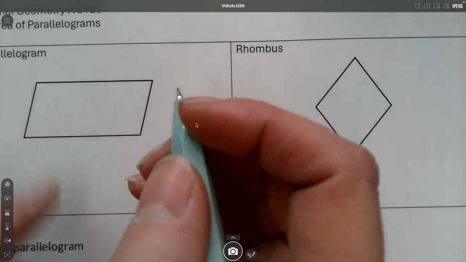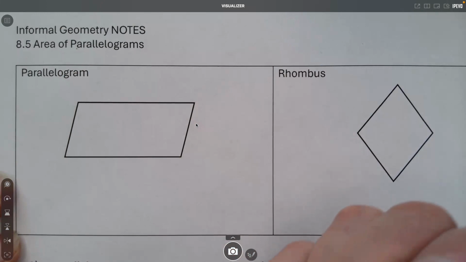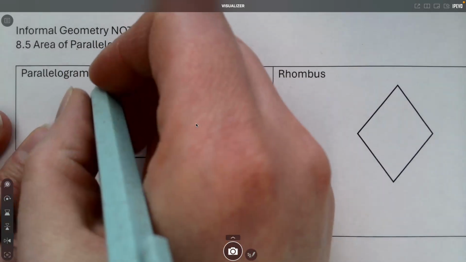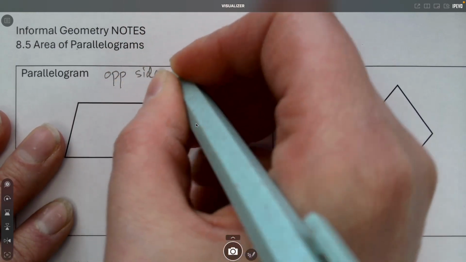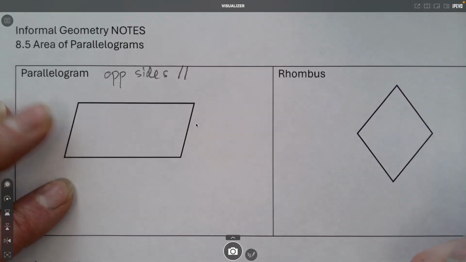Class, these are our notes for area of parallelograms, which is what we're talking about today. These are for informal geometry. So let's just review that a parallelogram has opposite sides parallel, and our symbol for parallel is two lines that look like they're parallel.